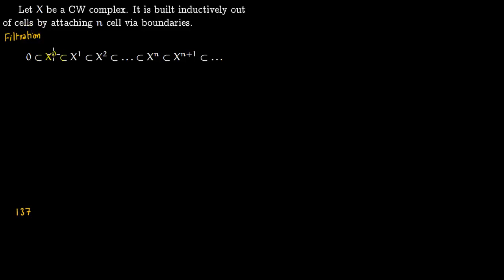Say you start with the 0 cells, then you take 1 cells and attach the boundary of each 1 cell to the 0 cells. So X1 consists of 1 cells as well as 0 cells, but the boundary of each 1 cell is attached to the 0 cells. Then you construct X2: you take 2 cells and attach their boundary to the 1 cells. So now X2 consists of 0 cells, 1 cells and 2 cells, and so on. So you have a filtration like this. This filtration is important. If you go on to read spectral sequences, you will meet this filtration of a CW complex again.